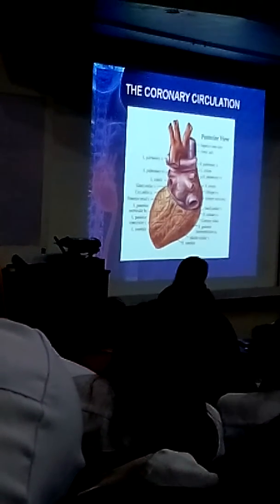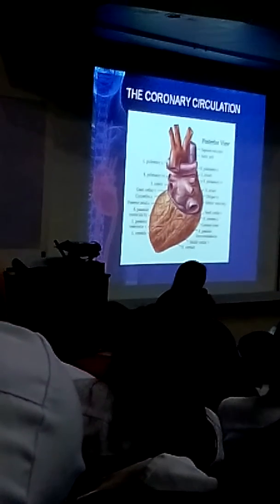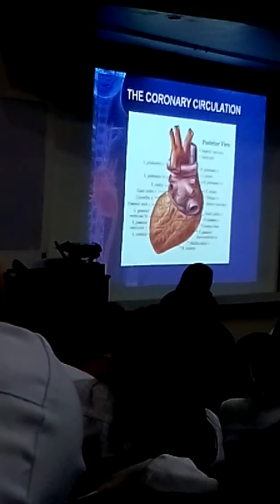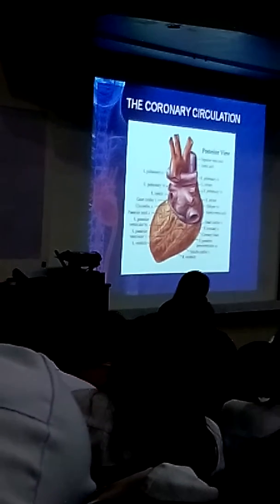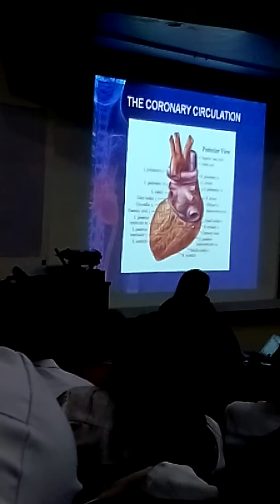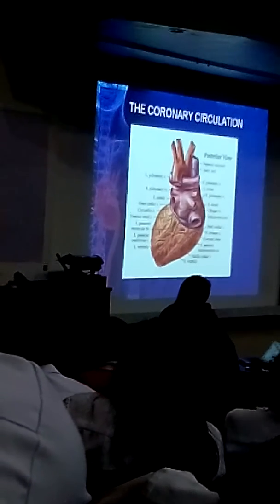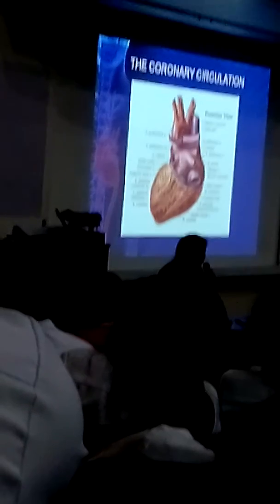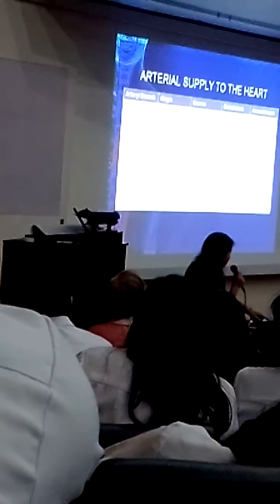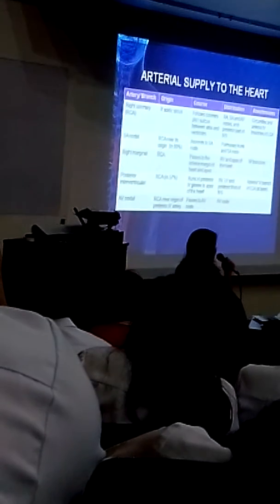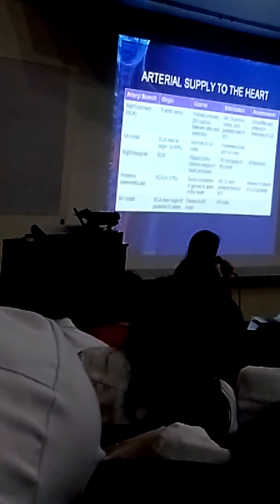So this is a posterior view of the coronary artery. This is the left posterior ventricular branch and the right posterior interventricular branch, which supplies the right and left ventricles posteriorly and the posterior third of your interventricular septum. So please be familiar with the arterial supply of the heart, their course and distribution.